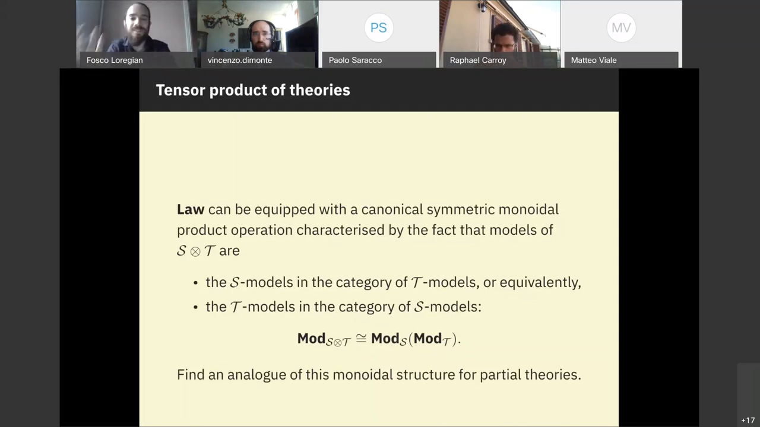Anyway, the idea is to do the same thing for partial theories. So finding an analog of this monoidal structure should be easy. Honestly, none of us, I didn't try to sit down and do the math. I don't remember anyone else in the author list trying, but this is definitely an interesting question. So again, ideas, suggestions, if you met something that resembles this possible definition, if it rings a bell, feel free to tell us, and let's do the math together.